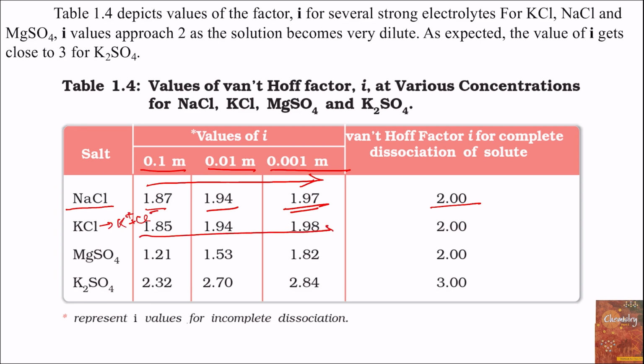Then KCl, it dissociates to give K plus and Cl minus ion. Value of i increases with dilution as dissociation increases with dilution. And finally, after complete dissociation, total number of particles become 2, so van't Hoff factor is 2. Magnesium sulfate dissociates as magnesium ion and sulfate ion. Then again, value of i for complete dissociation is 2. K2SO4 will dissociate into 2 potassium ions and 1 sulfate ion, so total number of particles is 3. So after complete dissociation, the value of i is 3.